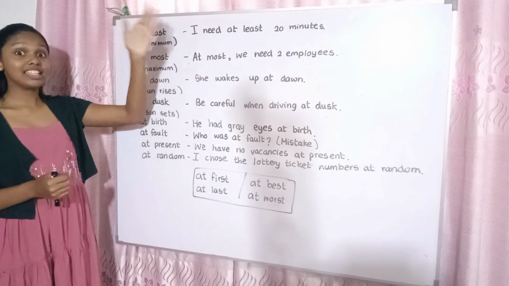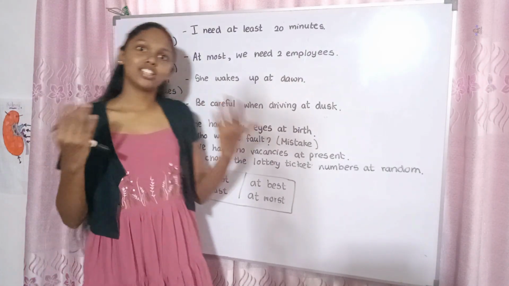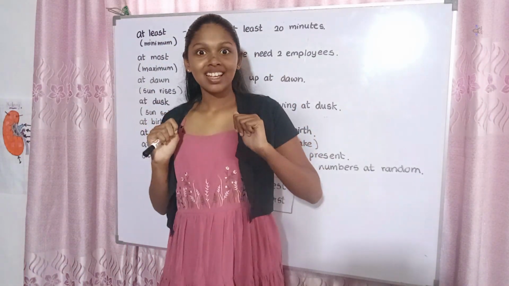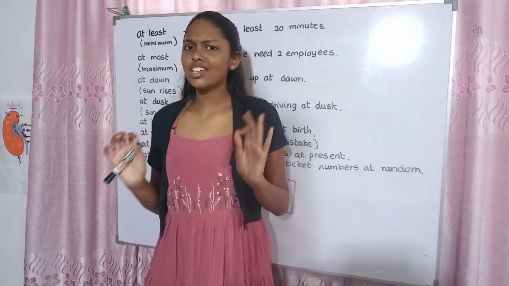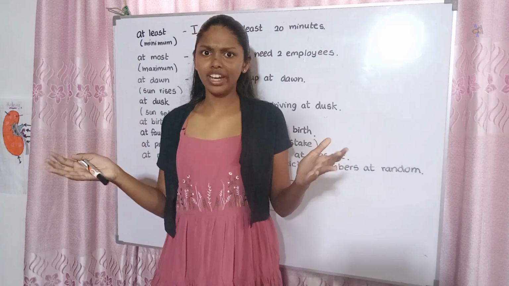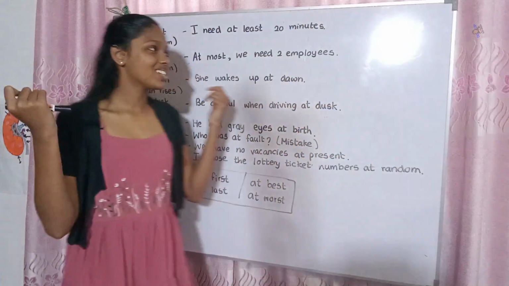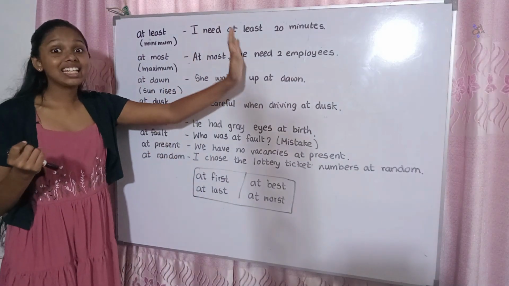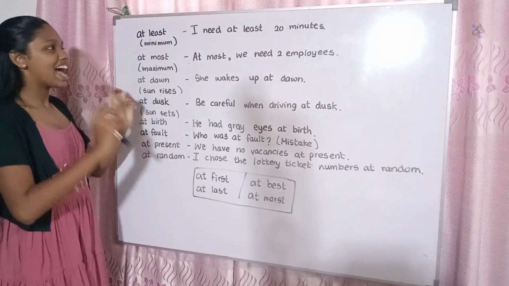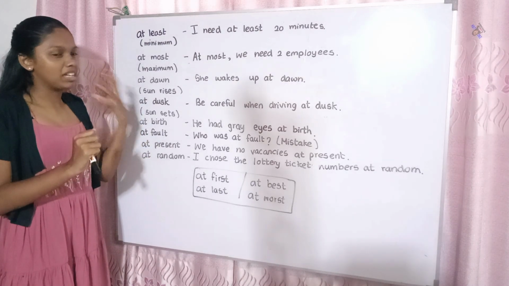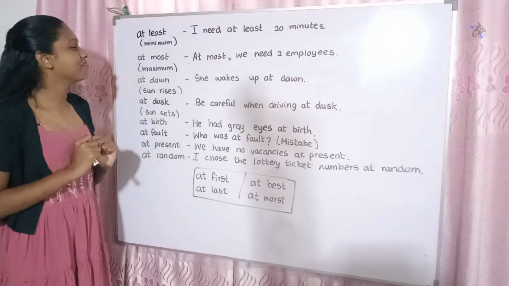At least. At least means at a minimum range. For example, someone invites you to go to a party. Hey, let's go to a party. And you say, I need at least 20 minutes to get ready, to dress up, to do my makeup and to do my hair. So you say, I need at least 20 minutes. So it means at a minimum range, I need 20 minutes. At least I need 20 minutes.